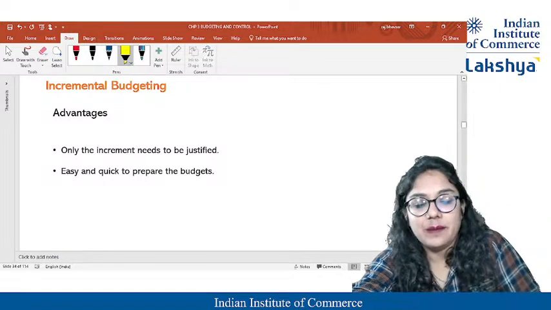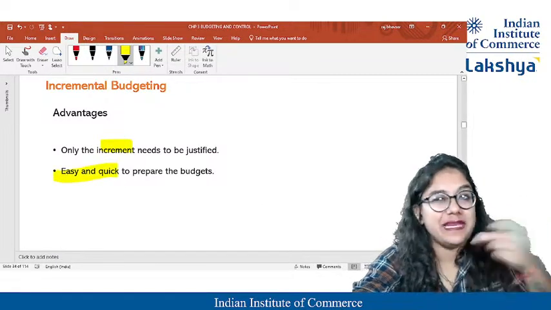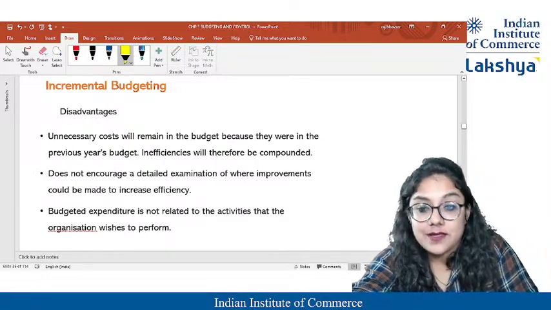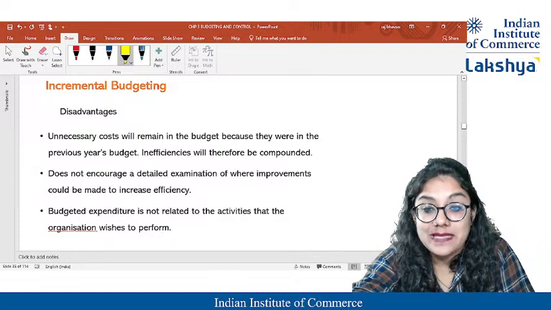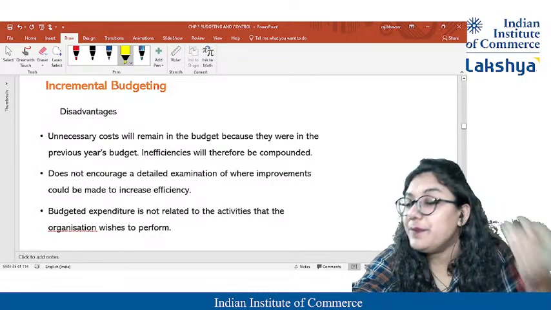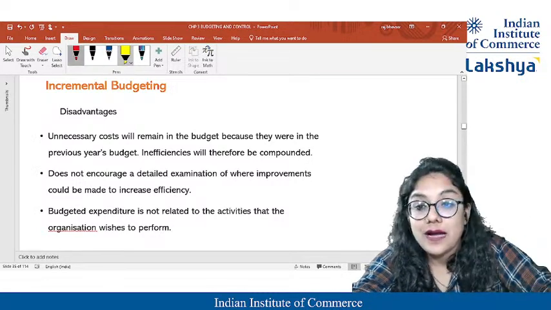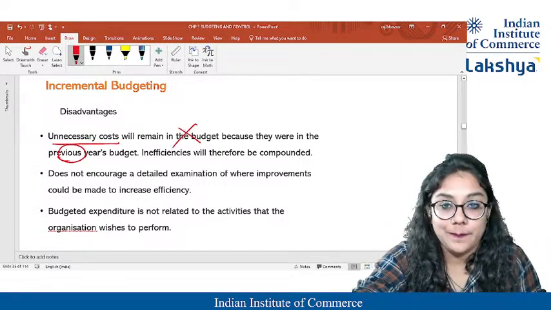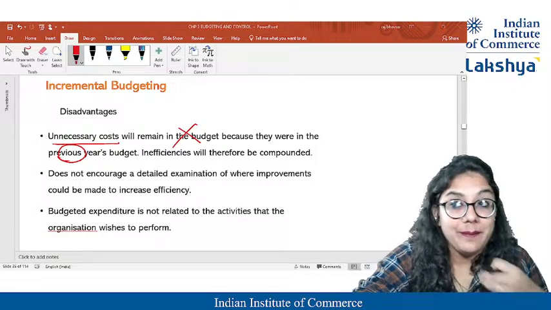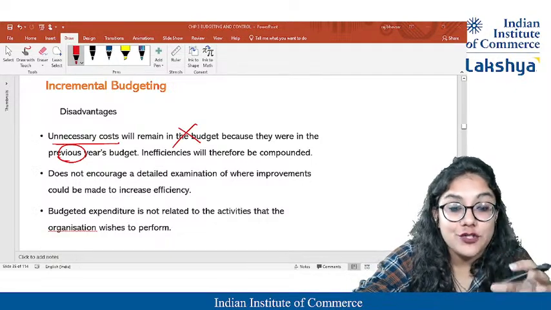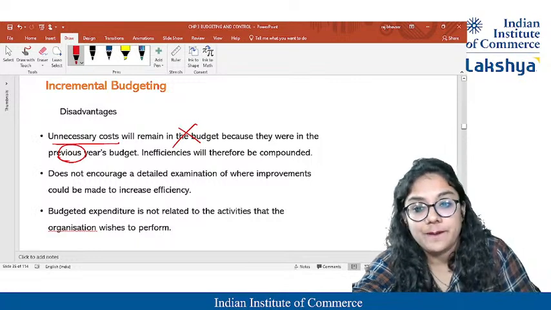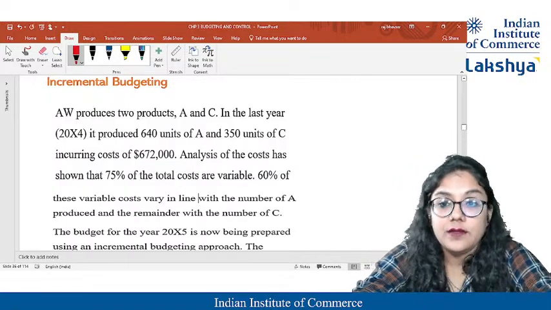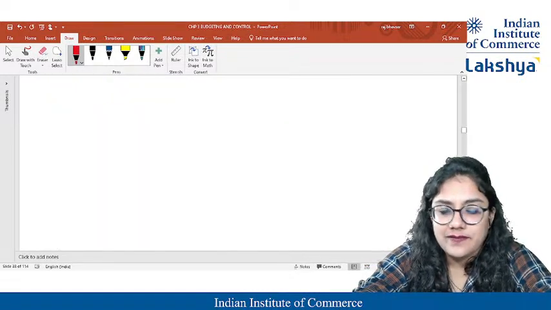Advantages: just an increment is required, easy and quick. We can make it fast. But the biggest disadvantage is the budgets. For example, if there is a mistake in the previous year, unnecessarily cost will remain if the previous year's budgets are inefficient. Maybe I'm hiding my inefficiencies behind the budget. Yeah, this is very common. Less chances of improvement. Okay, so there are certain questions, we can do that also.